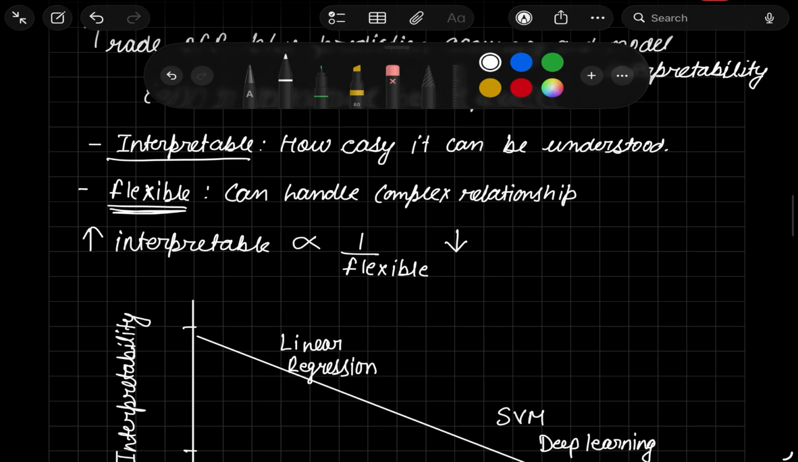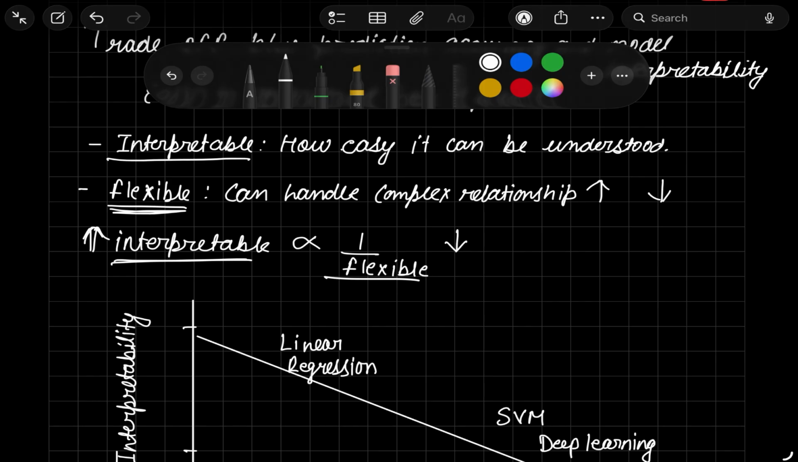Flexible means how complex a relationship the model can understand, how much complexity it can handle. The more complexity it can handle, the more flexible it is. The more flexible it is, the less interpretable, because the more the complexity, the harder it is to understand. These two terms are very important, because as interpretability increases, the flexibility of the model decreases. The easier the model is to understand, the harder it is for it to capture complex relationships.